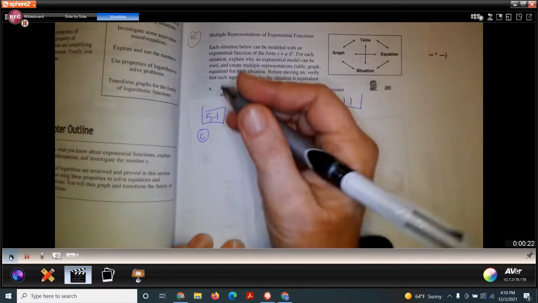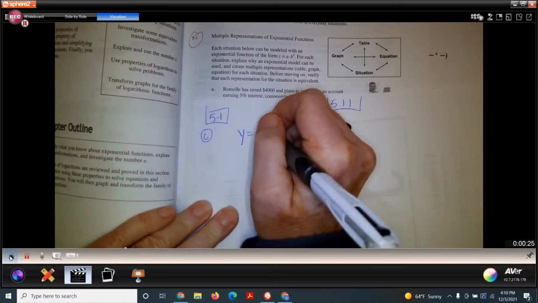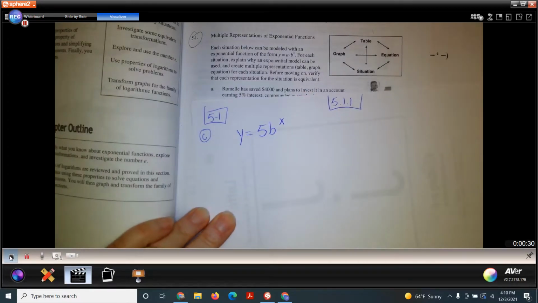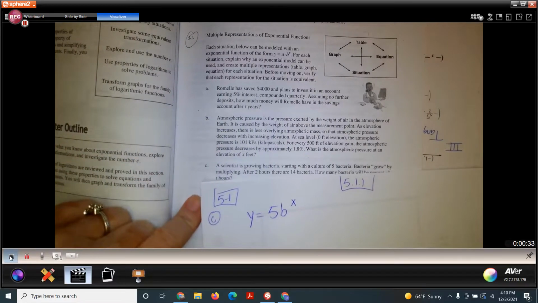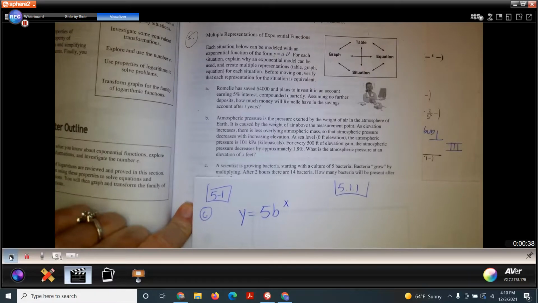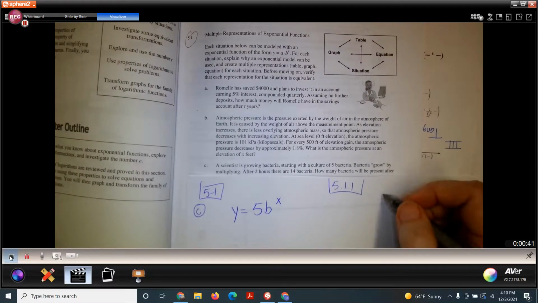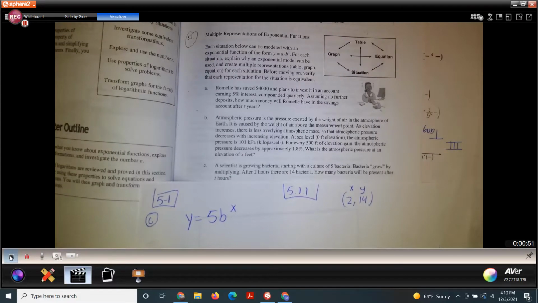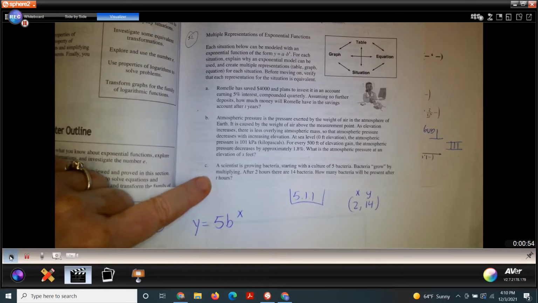A scientist is growing bacteria starting with a culture of 5 bacteria. When I read that 5 bacteria, I knew that was a starting point. Let's keep reading. Bacteria grow by multiplying. After 2 hours, there are 14 bacteria. They said after 2 hours, there's 14 bacteria. That's like an ordered pair right there. How many bacteria will be present after T hours?